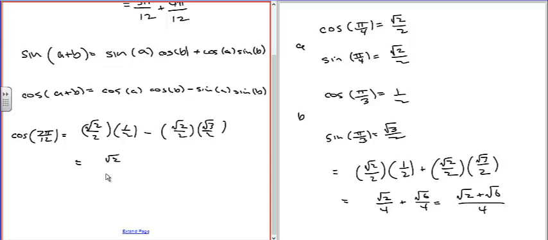So when you multiply these together, you get the square root of 2 over 4. And when you multiply the square root of 2 times the square root of 3, you get the square root of 6 over 4. You have a common denominator, so you get the square root of 2 minus the square root of 6 over 4. So that's the second answer.